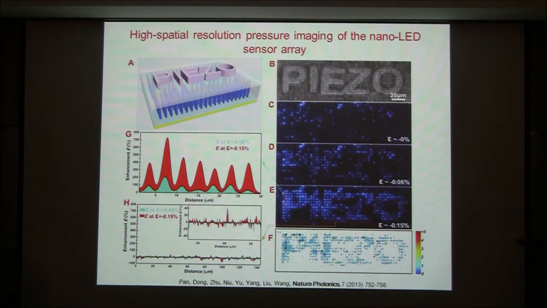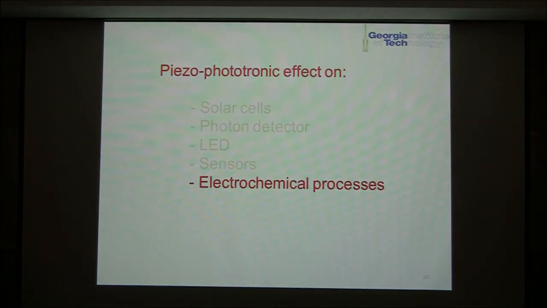Okay. So this is the array of devices. The second example I'd like to show you is the electrochemical process, which can also be used with the piezophototronic effect.